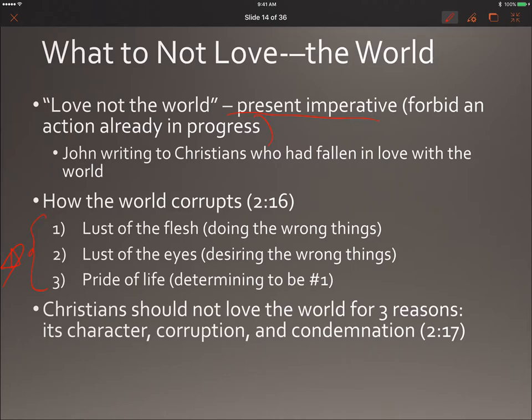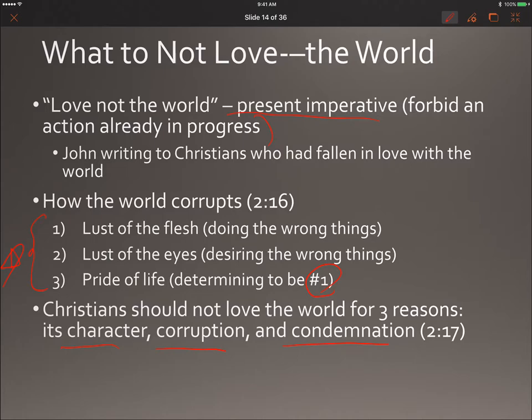Taking the position that you will ascend to the top somehow, some way, and whoever's in your way will get bulldozed or stepped on. Clearly, that is not the way of the born-again believer in Christ. Christians should not love the world for three reasons: its character, its corruption, and its condemnation. Okay, the world has nothing for the believer. And think about it, we're not going to be here very long. Why would we put our love and our affection toward that which is passing away? Okay, so we shouldn't love the world.